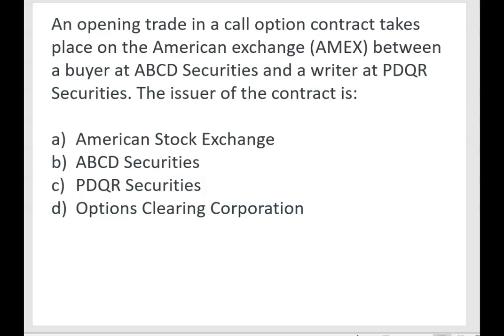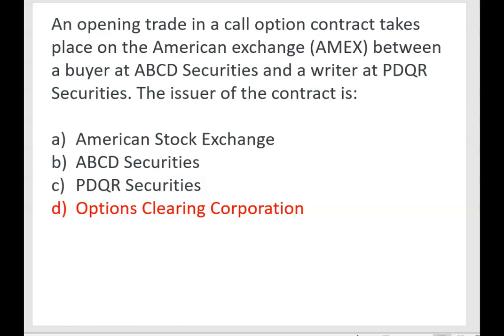Okay, so we've got an opening trade in a call option on the American Stock Exchange, the Amex, between a buyer at ABCD and a writer at PDQR Securities, and who's the issuer of the contract? Basically, where do option contracts come from? The issuer, the guarantor, and obligor of options contracts is the Options Clearing Corporation, the OCC. That's where they come from.